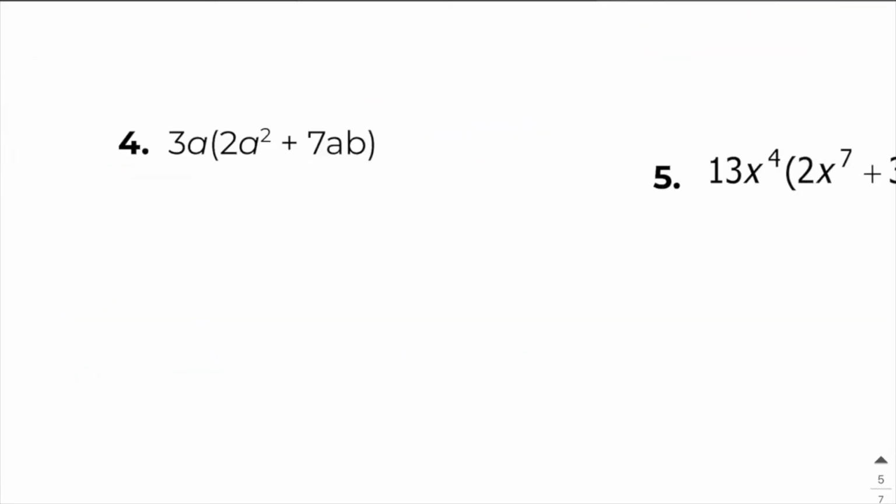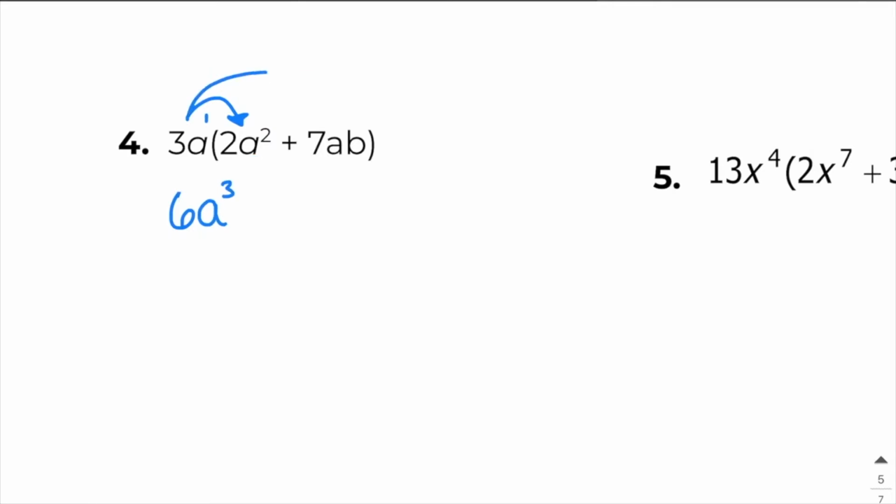Okay, so same thing. Let's look at number 4. I'm going to take the 3a and I'm going to multiply it to 2a squared. So 3 times 2 is 6, and a to the power of 1 times a to the power of 2. When we multiply, we add our exponents. So we've got a to the power of 3. And again, that's because this is saying 3 times a. This is saying 2 times a times a. So 3 times 2 is 6. A times a times a is a to the power of 3.